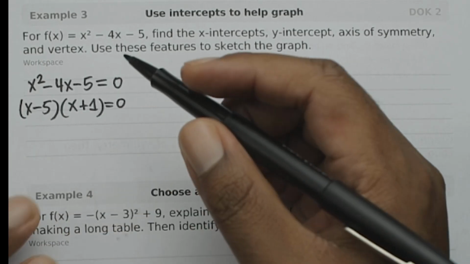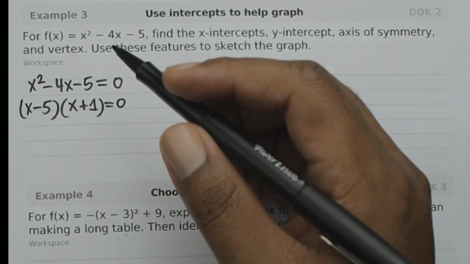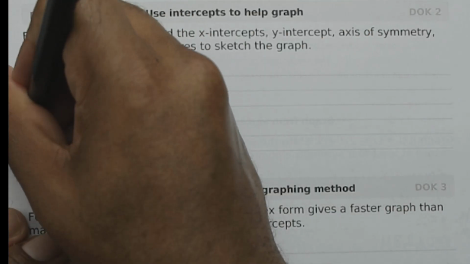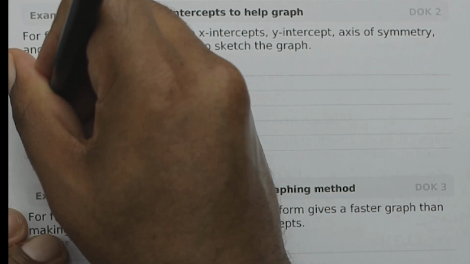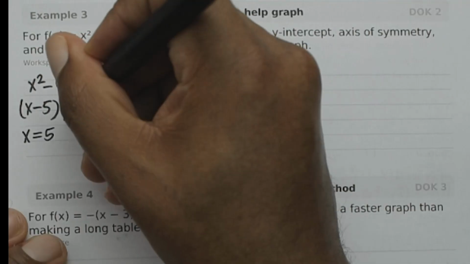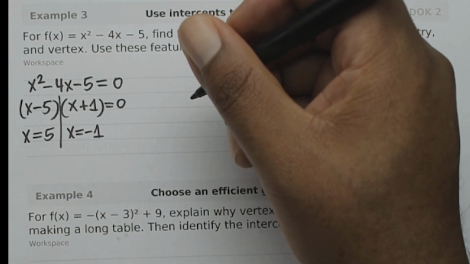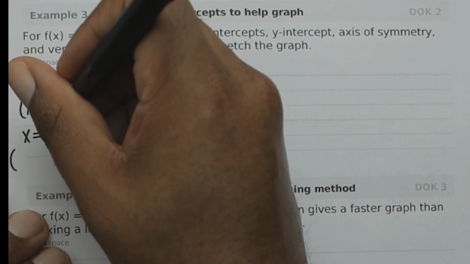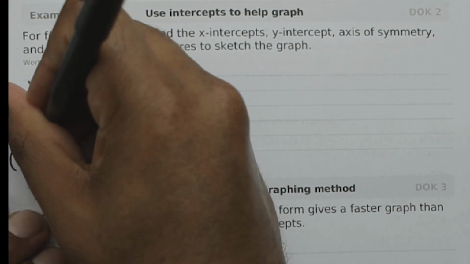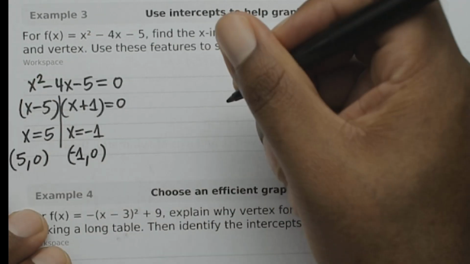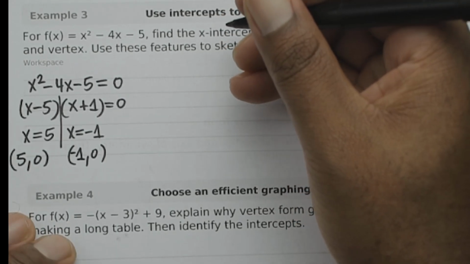but add up to give me -4. Then we're going to set each factor equal to 0. So x minus 5 equals 0, that's going to give us x equals 5. x plus 1 equals 0, that's going to give us x equals -1. So the x-intercepts are (5, 0) and (-1, 0).